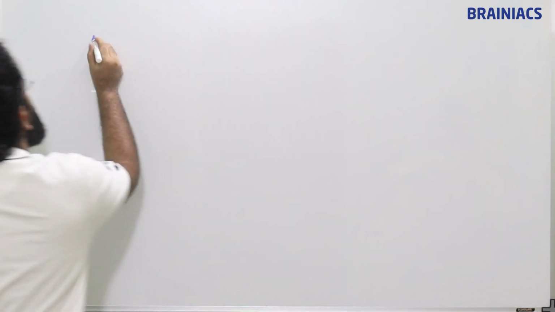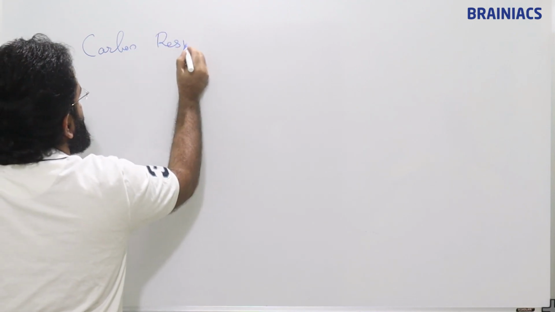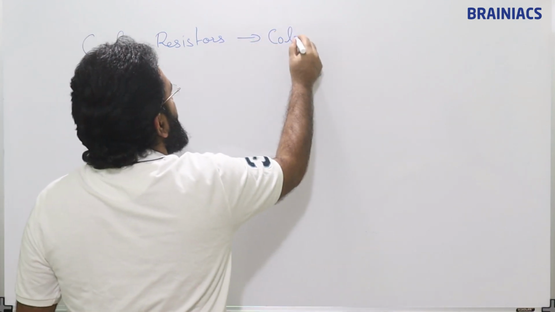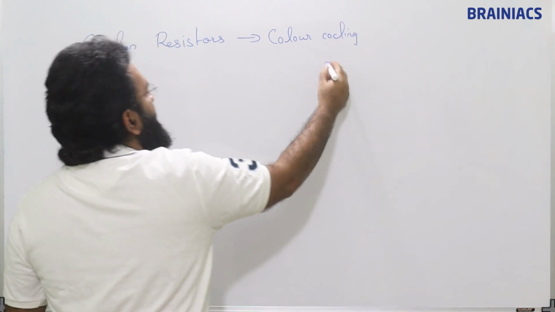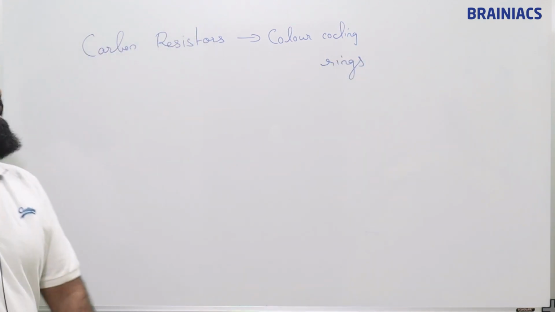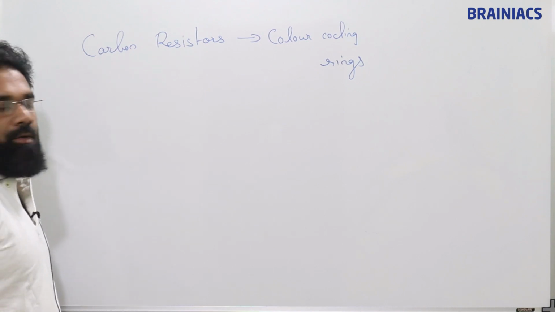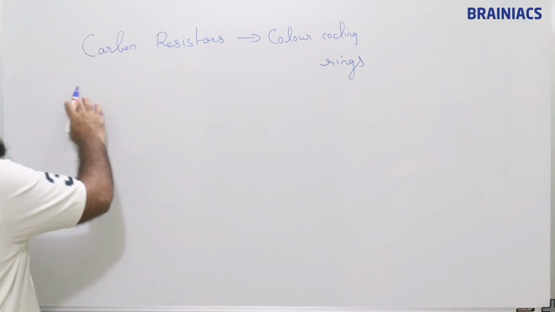So in carbon resistors, color coding or colored rings will be there to understand resistance values. Now we will see how this can be calculated.